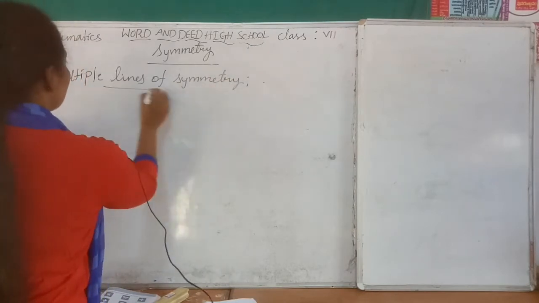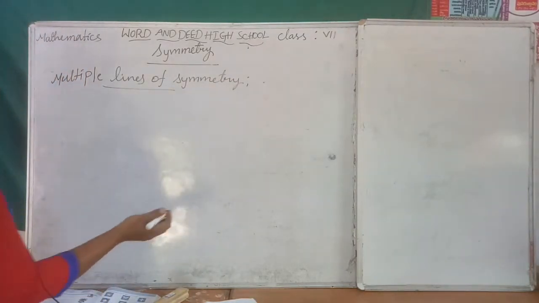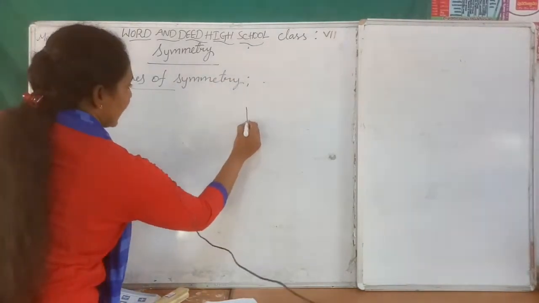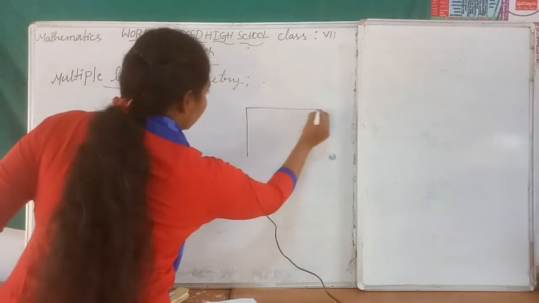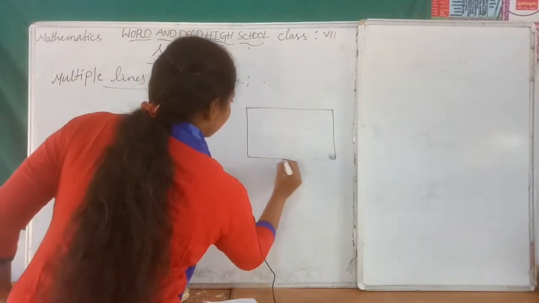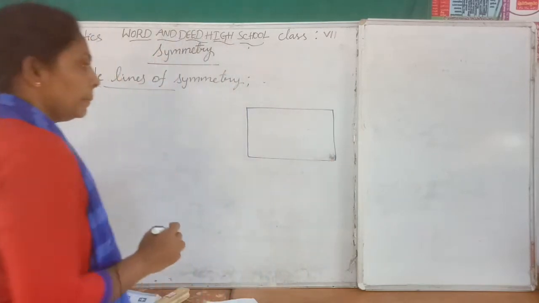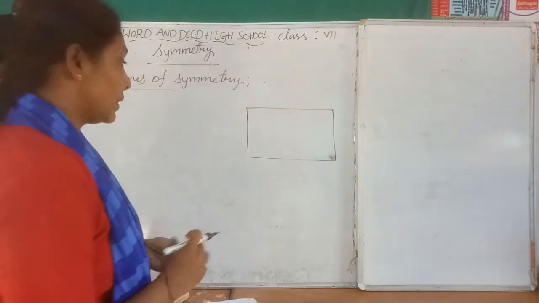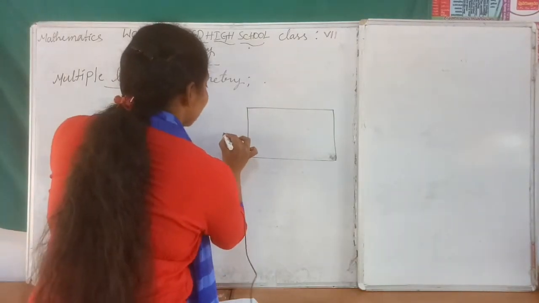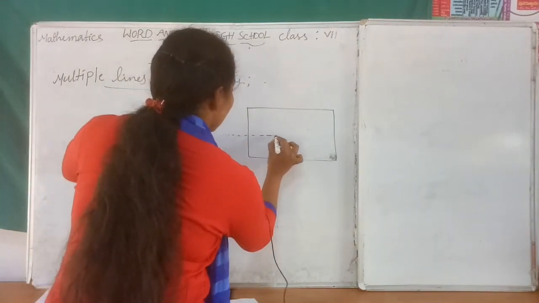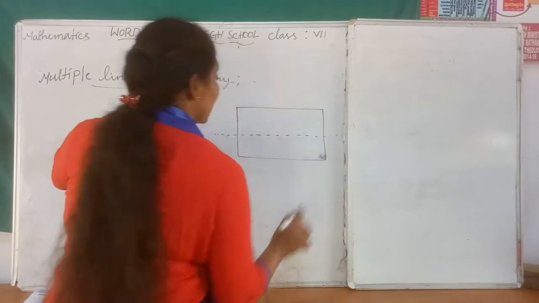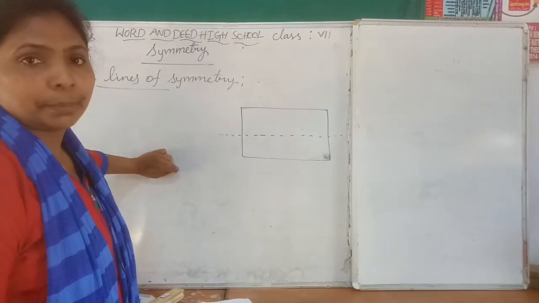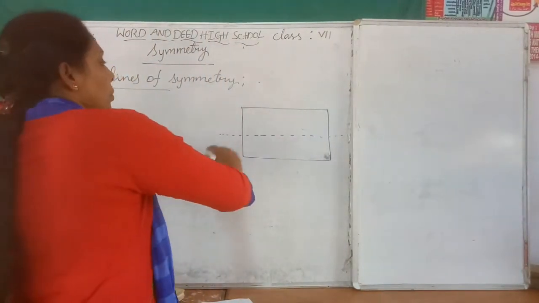Multiple lines of symmetry. Okay. Suppose I am taking a rectangle. Rectangle means, you know, children, opposite sides are the same. So first, horizontally, what is the horizontally, what is the vertically?